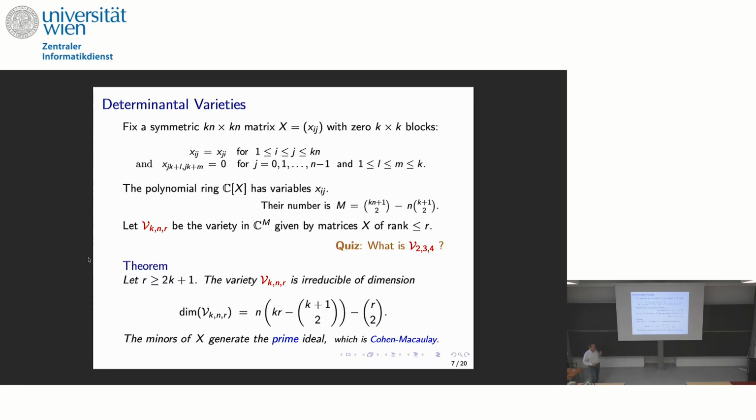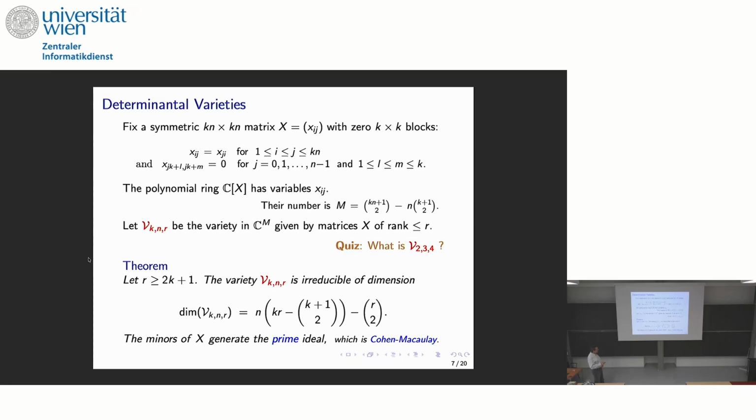So I'm going to assume that R is at least 2k plus 1. Then this variety is nice. This variety is irreducible. It's of expected dimension. So there is some number in terms of k, n, and r. It's some positive integer. And this is the dimension you would sort of expect. And that's actually the true dimension.